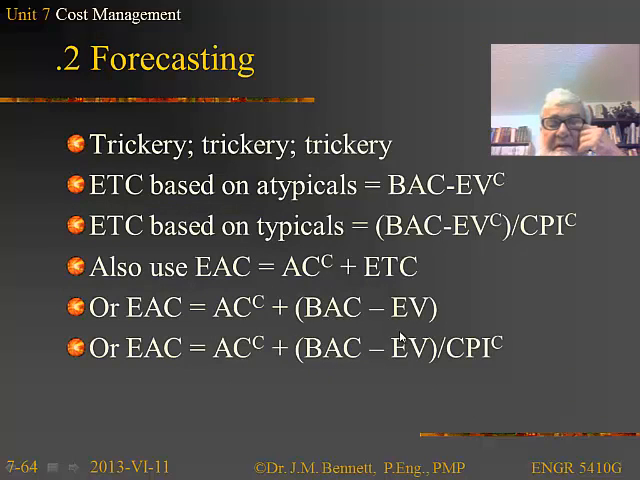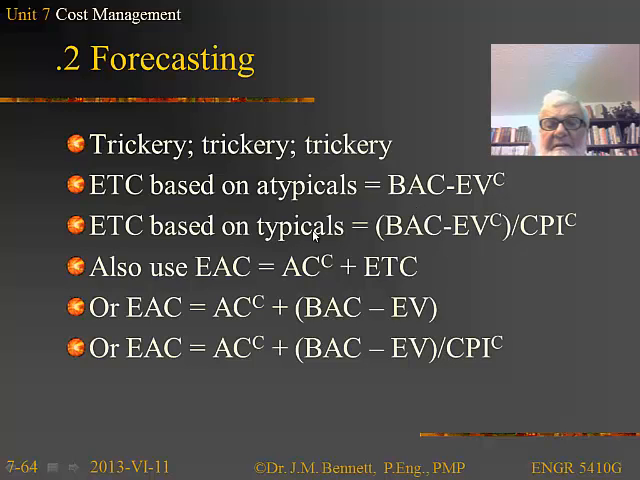Forecasting is a bit of a tricky situation. Basically, what we're trying to do is estimate the estimate to completion based on atypical situations. So if we've got, for example, the budget at completion, which is the estimate we said we were going to do, subtracting from all of the earned values that we've made up to this point, then that's going to be basically the estimate to complete in terms of cost.